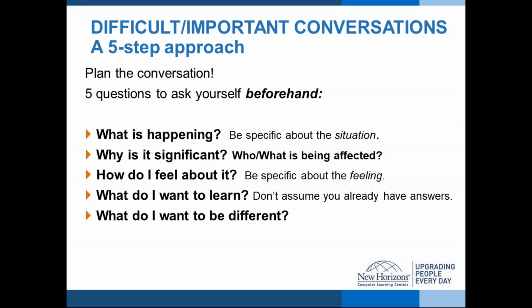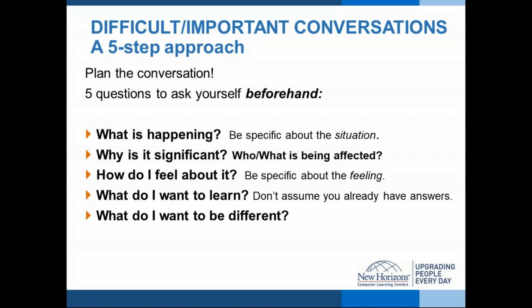So if you need a difficult or important conversation to go really well, you're going to sit down with yourself and ask yourself 5 questions and write out the answers, because there's something about writing out the answers that helps reinforce in the brain the action that you're going to take. So the first thing you're going to say is what is happening. And you're going to be very specific about the situation. 1 or 2 sentences, that's it.